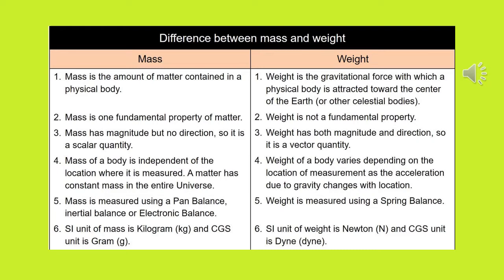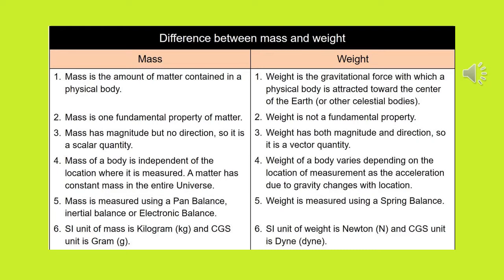Mass being the fundamental property of an object, it is independent of the location where it is measured. Wherever we go, any point of Earth, any planet, any satellite, mass of an object remains the same. But weight of a body depends on acceleration due to gravity, because W = mg, where g is the acceleration due to gravity, and we have seen that the value of acceleration due to gravity varies from planet to planet, planet to satellite.